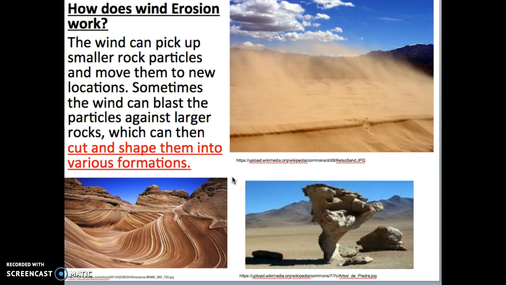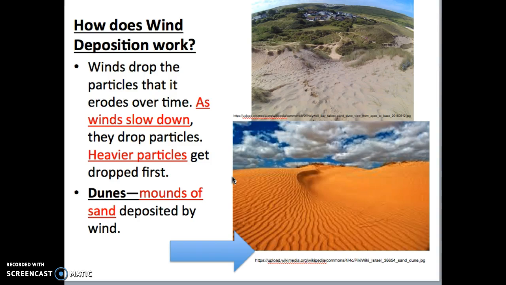Now let's talk about wind deposition. So wind deposition works when the winds will eventually slow down, and when they do slow down, it will drop those small rock particles into a new location. And the heavier particles, because they're heavy, they get dropped first.